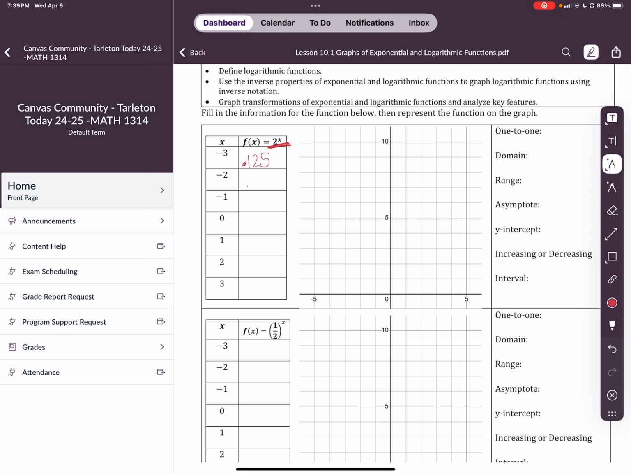All right, so the values are 0.125, 0.25, 0.5, 1, 2, 4, and 8. Okay, so then I'm just going to go ahead and graph this. All right, so we have our graph here. And so we are going to see what these answers are to the graph over here.